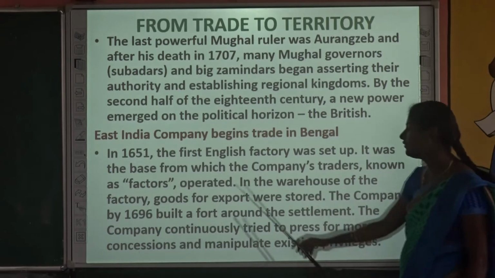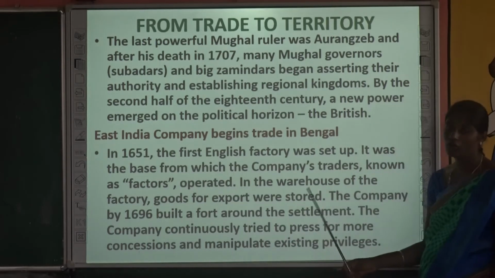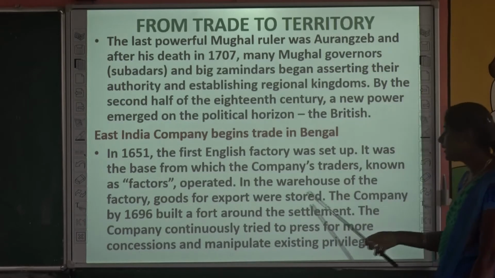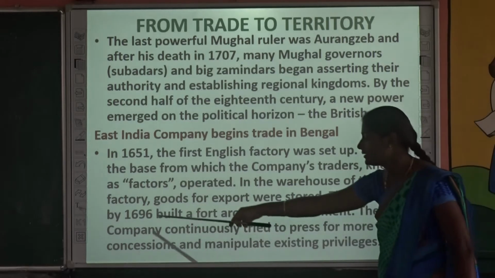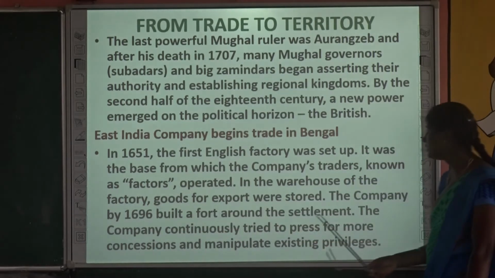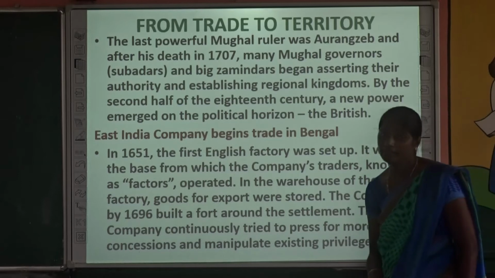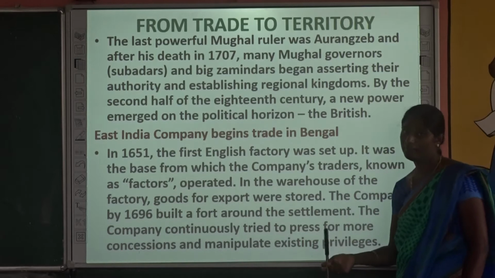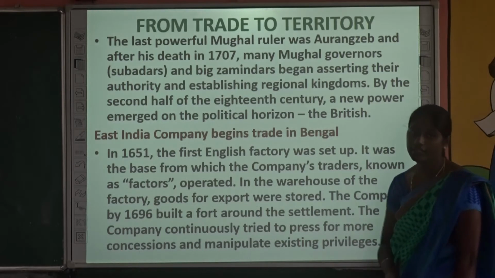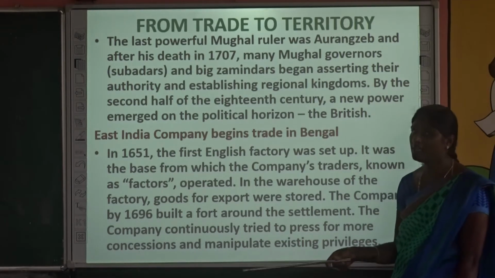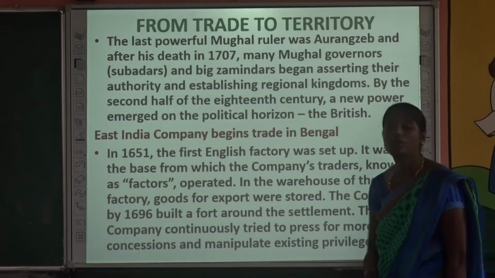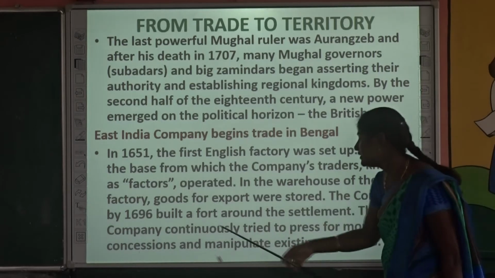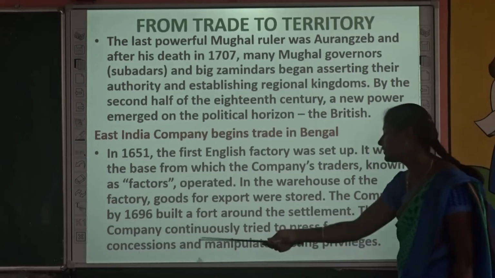In the warehouse of the factory, warehouse in the sense they will store all the goods to export to their country, and goods for export were stored. The company by 1696 built a fort around the settlement. Later on, after many settlements came as traders to India, they started fortifying in Bengal. So what is fortifying? They built a high wall.